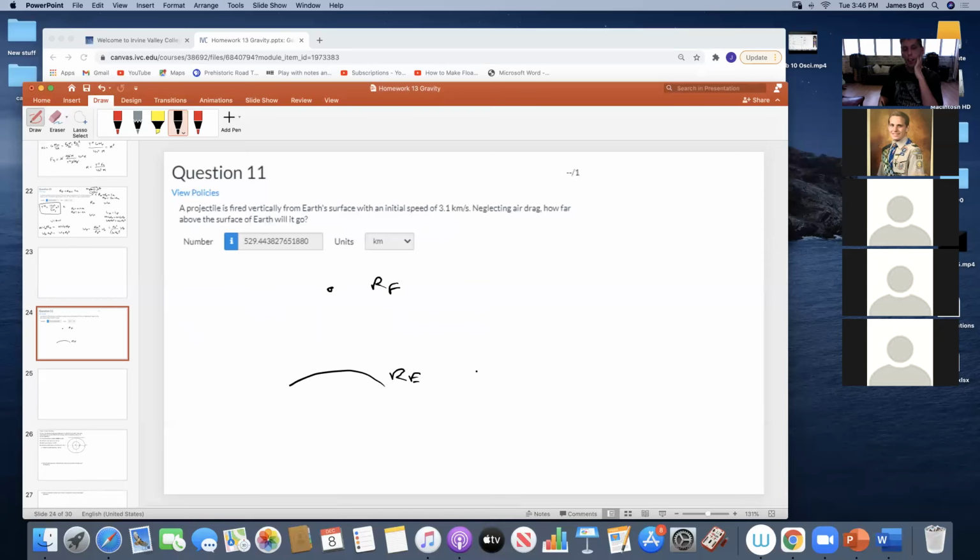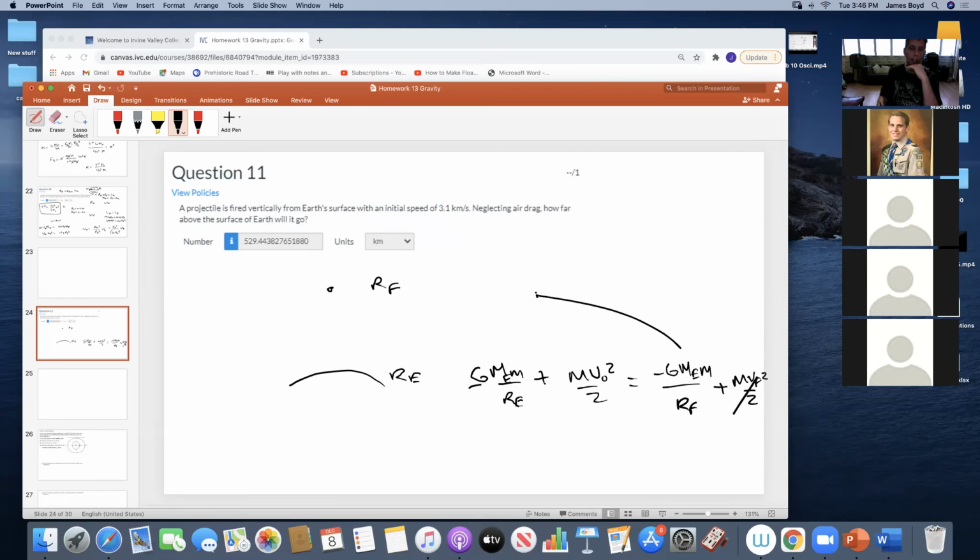The energy here is minus G M of the Earth times m over R of the Earth, plus m V initial squared over 2, is equal to minus G M of Earth m over R final plus m V final squared over 2. But we're assuming that when it gets to the furthest point, the speed is going to be 0. This is actually the energy here. And we can cancel m for everything, knowing that 5.98 times 10 to the 24th kilograms is the mass of Earth.